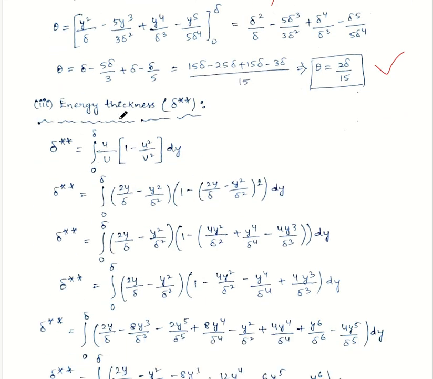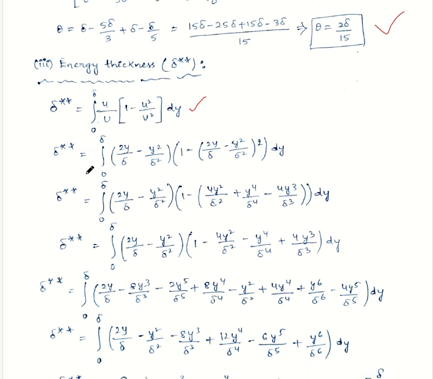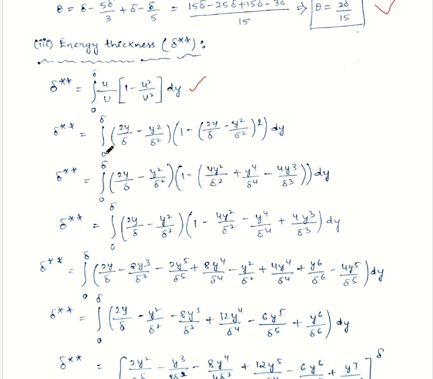And finally is the energy thickness. Energy thickness formula is given by delta double star is equal to integral 0 to delta u by U into 1 minus u square by U square into dy. This equation is also given in the earlier video, which is the introduction to boundary layer video. Kindly check out there. And now if I substitute the value, it is integral 0 to delta u by U is 2y by delta minus y square by delta square into 1 minus in the place of u square by U square.